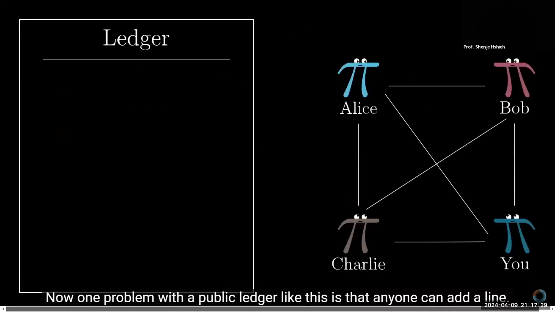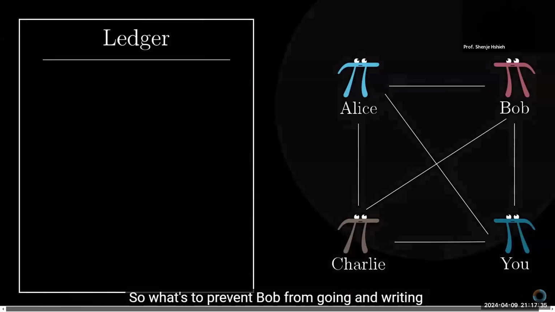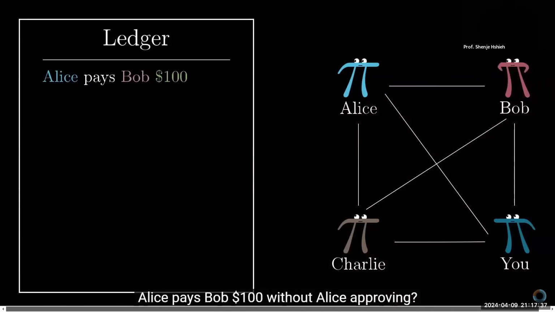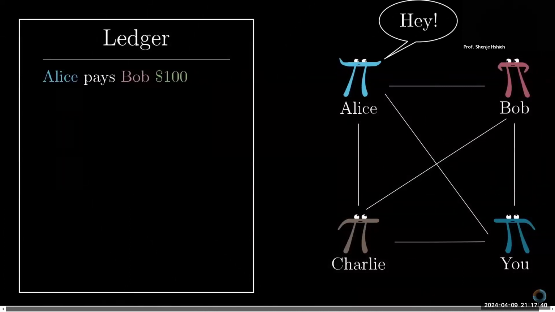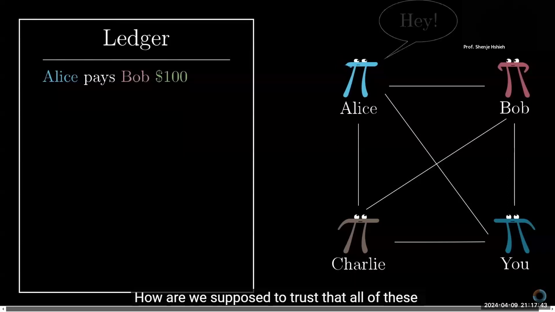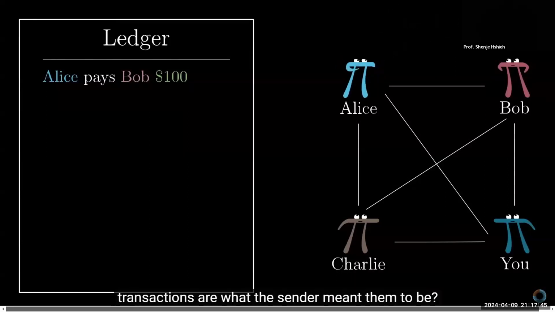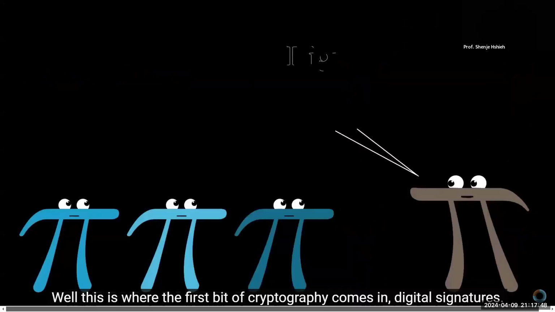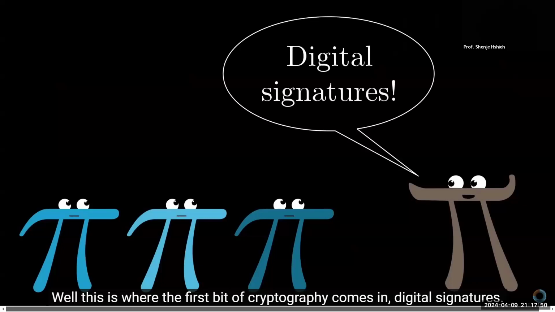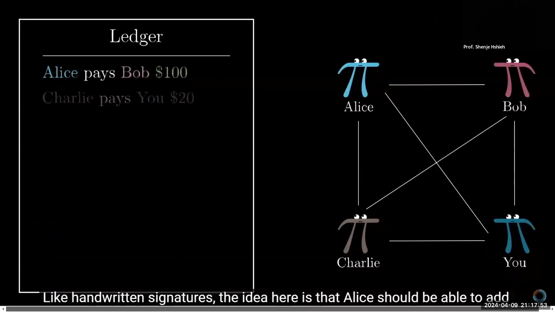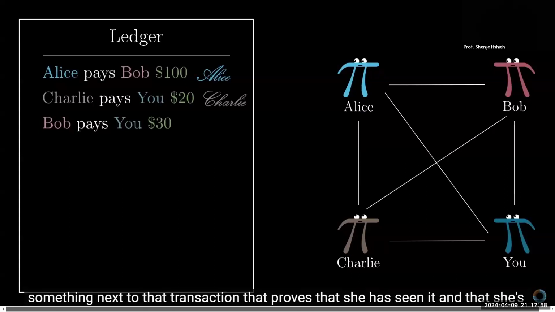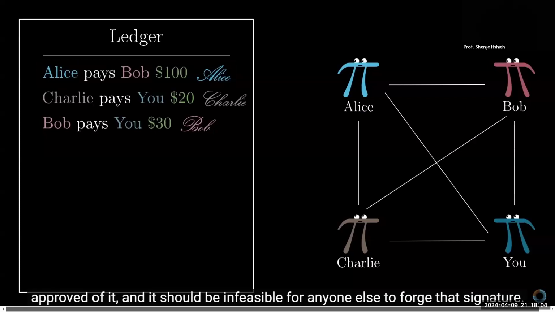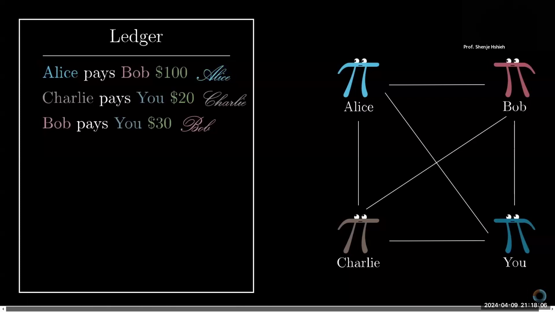Now, one problem with a public ledger like this is that anyone can add a line. So what's to prevent Bob from going and writing "Alice pays Bob $100" without Alice approving? How are we supposed to trust that all of these transactions are what the sender meant them to be? Well, this is where the first bit of cryptography comes in: digital signatures. Like handwritten signatures, the idea here is that Alice should be able to add something next to that transaction that proves that she has seen it and that she's approved of it. And it should be infeasible for anyone else to forge that signature.